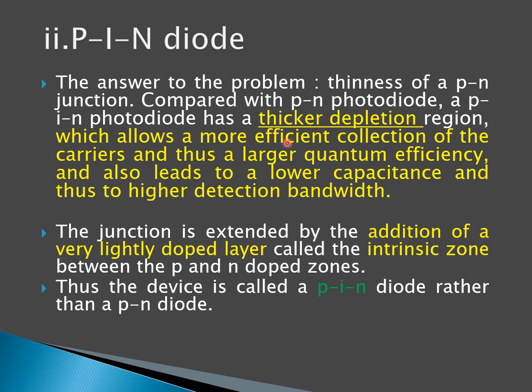It allows a more efficient collection of carriers and thus a large quantum efficiency, and leads to a lower capacitance and thus a higher detection bandwidth. The junction is extended by the addition of a very lightly doped layer called the intrinsic zone between the P and N doped zones. Thus, the device is called a PIN photodiode rather than a PN photodiode, because we have the intrinsic region.